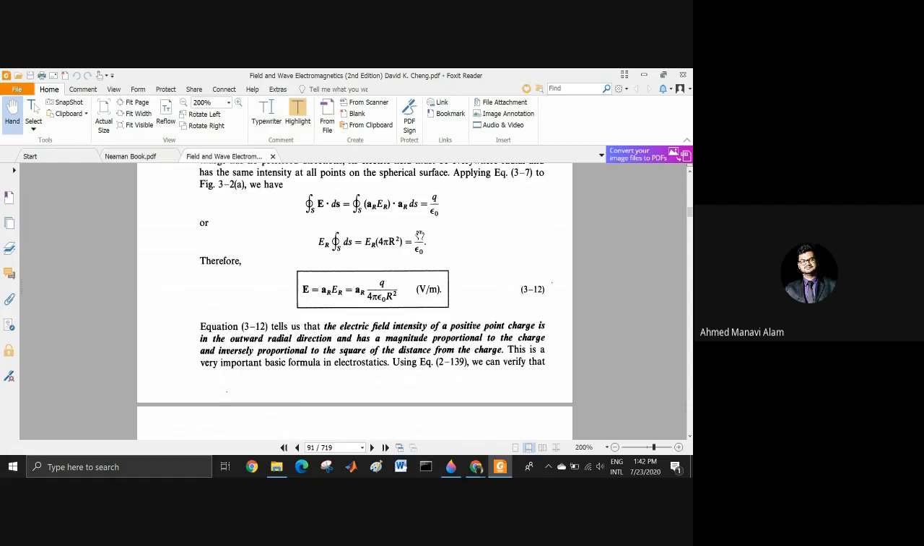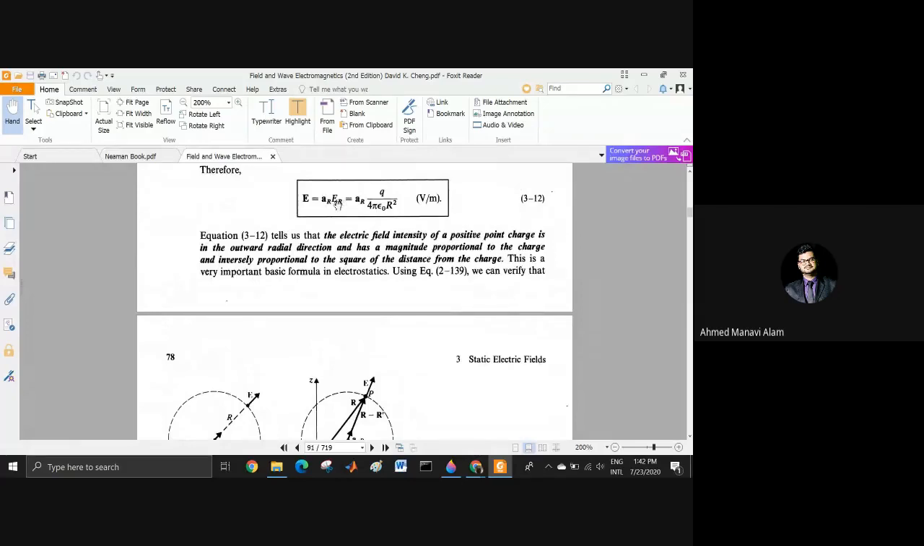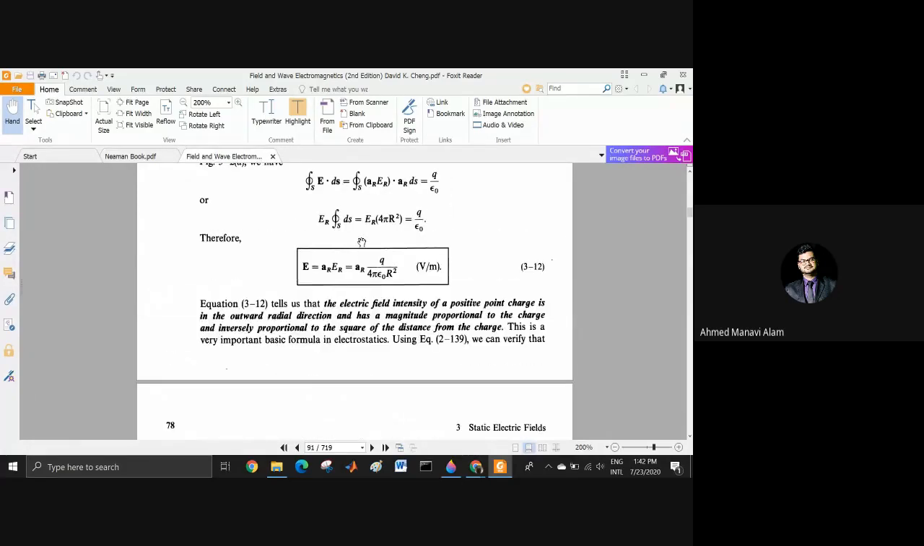So this ds is gone. Q by epsilon naught is there. So therefore, E equals, E means the electric field intensity, that means there has to be some direction. E is along the direction of a_r. So E equals a_r into E_r. E_r is the magnitude. So E_r equals, if you put this value on the right hand side, then it goes to the divide. Divide where? Downside.